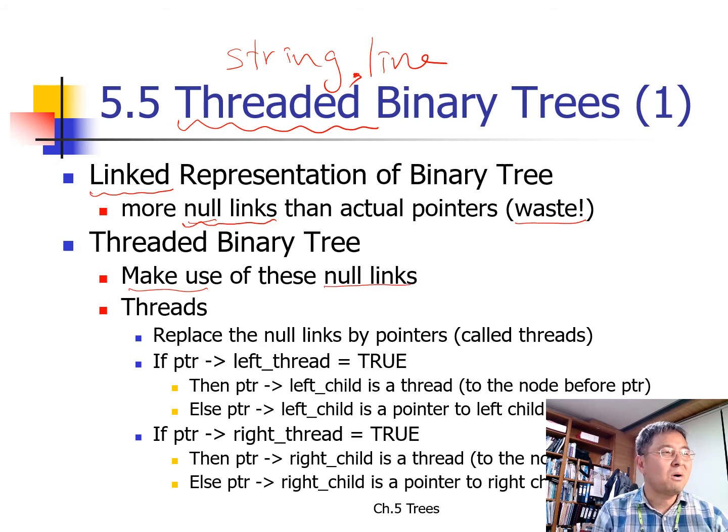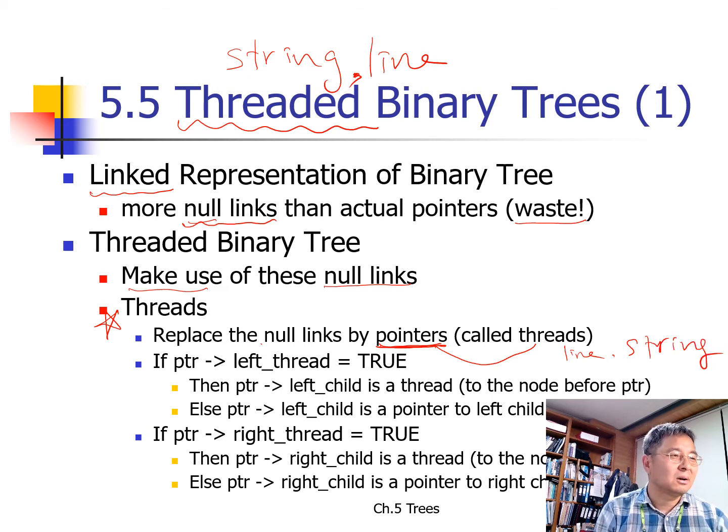Okay, so the method is using threads. Thread means that we will make some strings, some lines using null links. So we can replace the null links by pointers. This pointer is called a thread or line or string.